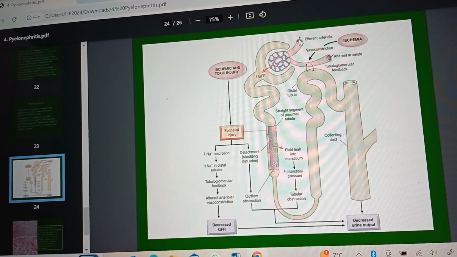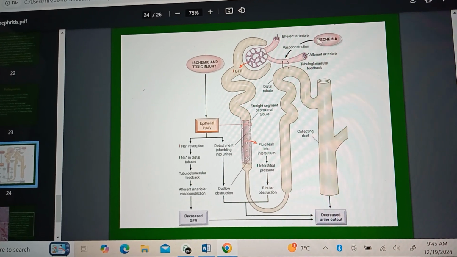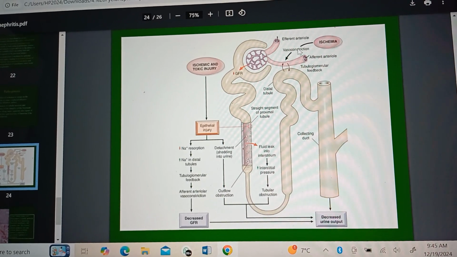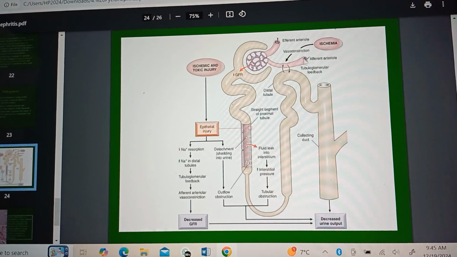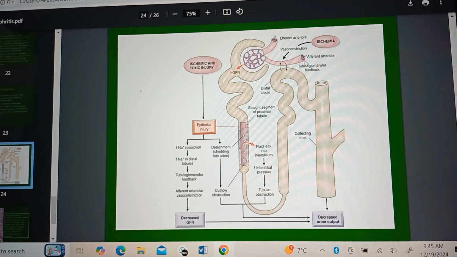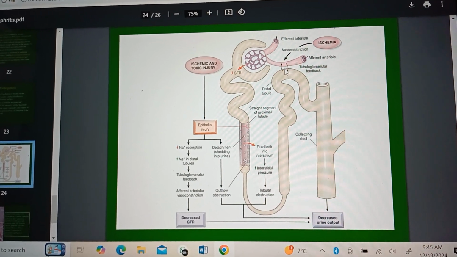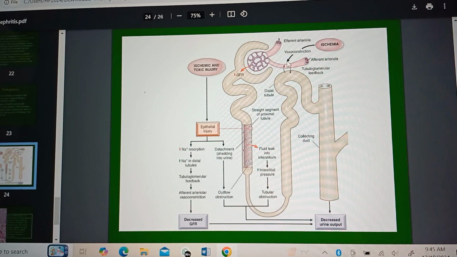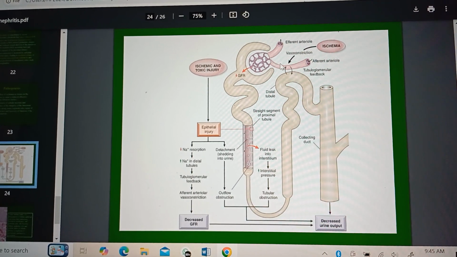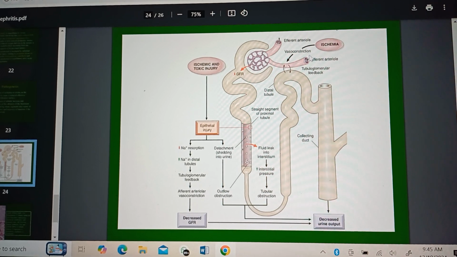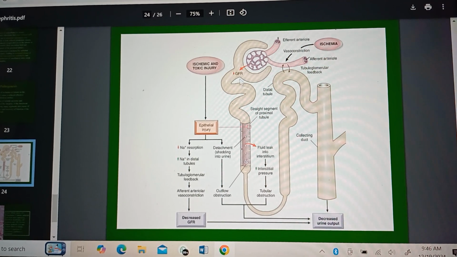This is your efferent arteriole and this is your afferent arteriole. There is ischemia happening. Because of the ischemia, loss of blood supply, these arterioles are undergoing vasoconstriction, right? And there is tubuloglomerular feedback going on, which will start as soon as these arterioles constrict. So when these arterioles are constricted, there is ischemia, loss of blood supply, and the glomerular filtration rate here is decreased.